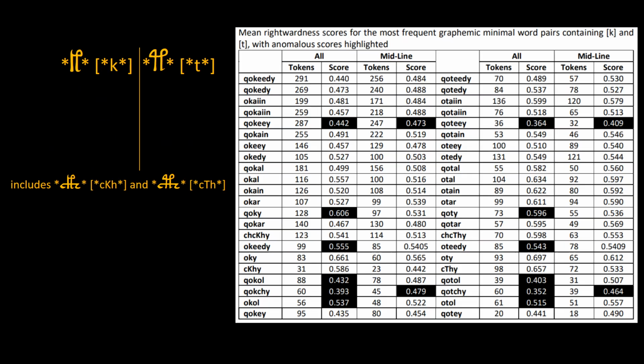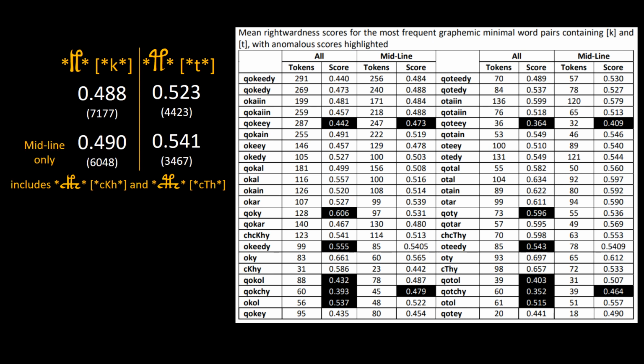Third, words containing t routinely score rightward of homologous words containing k. If we calculate mean relative rightwardness for both of the pertinent word pair sets, the k set scores 0.488, while the t set scores 0.523, showing a difference of about 0.035. If we limit our analysis to midline words, the k set scores 0.490, while the t set scores 0.541, which shows a difference of about 0.05. In this case, then, the difference in mean scores actually increases when we consider only midline tokens.